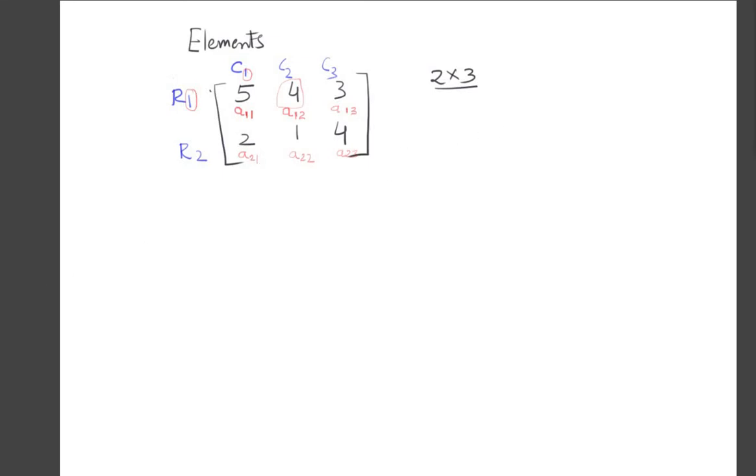Another quick concept around elements. There's something called the diagonal of a matrix. Do you remember, if we go back to our geometry, if I've got a rectangle or a square, what is the diagonal? That's the diagonal, right? The line that joins the opposite vertices. So we've got two diagonals here.